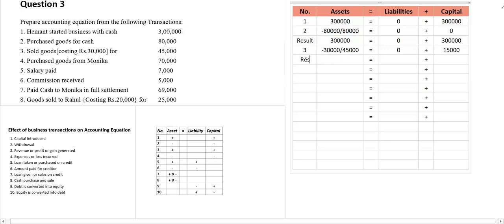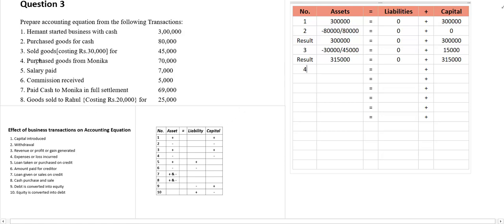So result, what is the result? Result is this one, 3 lakh plus 45,000 minus this one became 3 lakh 15,000. 3 lakh 15,000 is the amount, right? On this side it still is 0, on the other side it also became 3 lakh how much? 3 lakh 15,000. So this is a very important point, please remember this point, right?